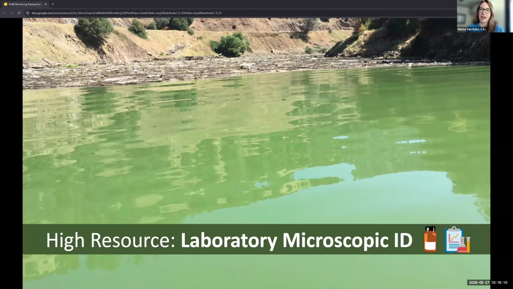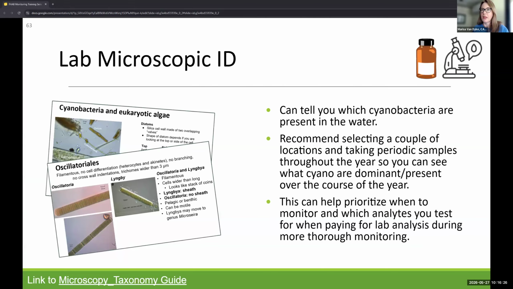All right, so another part of the high resource category is microscopic identification by the laboratory. This is a little bit more resource intensive and costly than the DNA analysis in the medium resource category, which can also get you the identification. If your program has staff with microscope handling experience and they are interested in in-depth training for this taxonomic identification, we have a training guide offered here, also with some other training resources from other organizations that are really useful. It's something that you want to refresh on an annual basis.